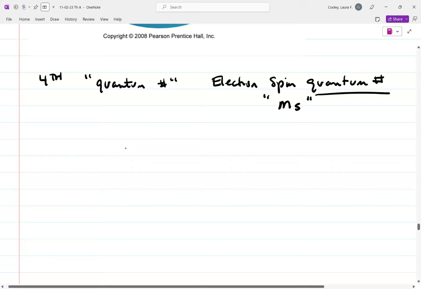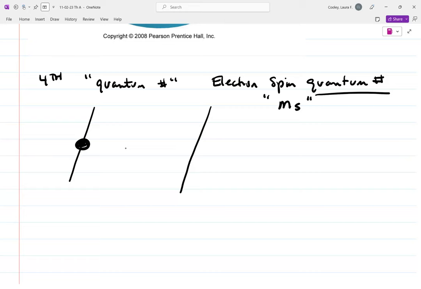And here's the deal. This is an axis, and if you have an electron, it's rotating on an axis. It could either rotate counterclockwise. Guess what the other one is? Or clockwise.